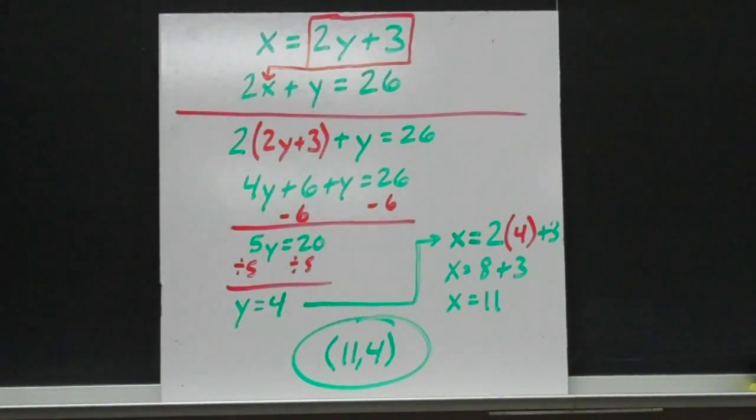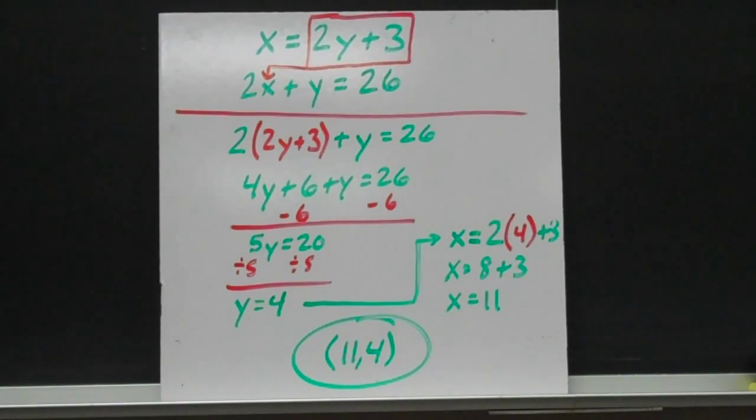This is our lesson on substitution. We use substitution when we're trying to find the intersection of two lines. So we have a system of equations. Our first equation is x equals 2y plus 3. Our second equation is 2x plus y equals 26.